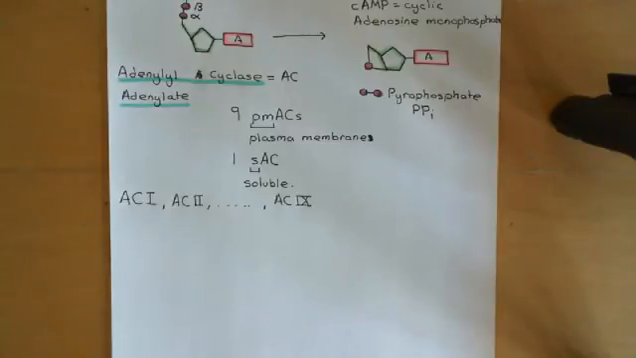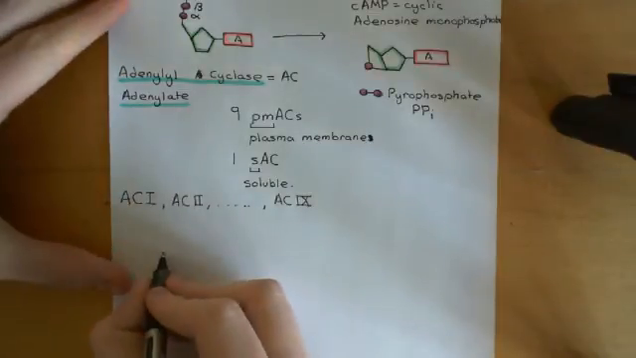Let's now discuss the structure of these 9 plasma membrane adenylyl cyclases, because they all have pretty much the same structure. Of course, their primary amino acid sequences will all be different. They're all coded by different genes. But as far as their broad structural features are concerned, they're very, very similar. So I now want to discuss the structure of all of these 9 plasma membrane adenylyl cyclases.